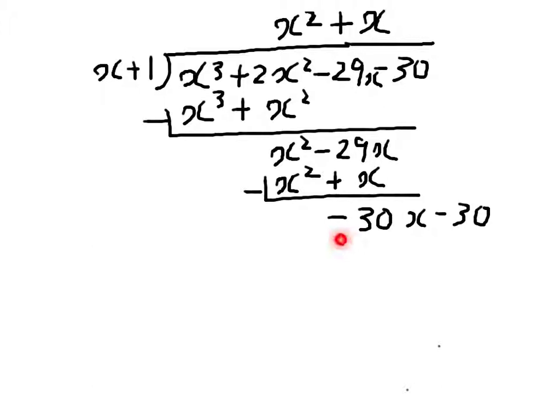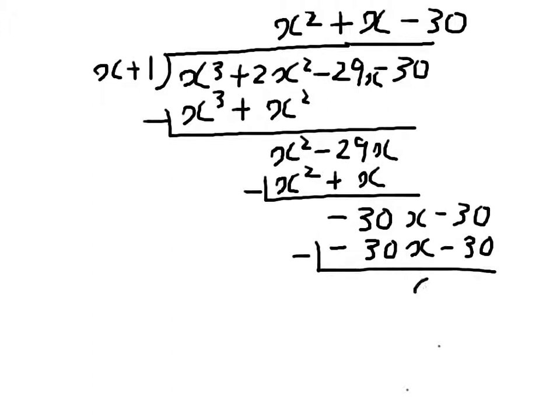Next, my target to make is minus 30x. x times something has got to be minus 30x. So I know that's minus 30. And I need to write this down. So x times minus 30, minus 30x. 1 times minus 30, minus 30. When you subtract, remainder 0. Now, I need to factorize the quadratic. So I will have 1, 2, 3 linear expressions.